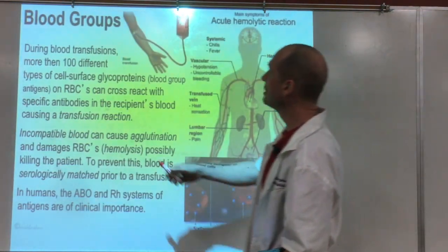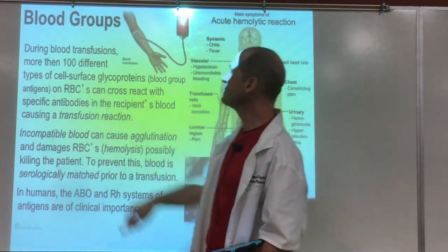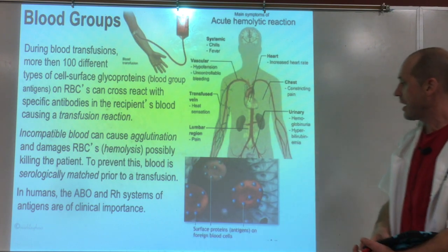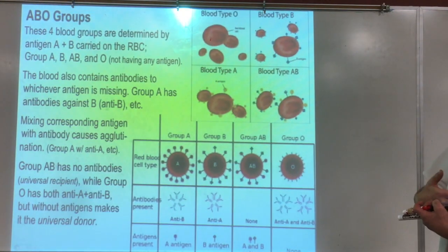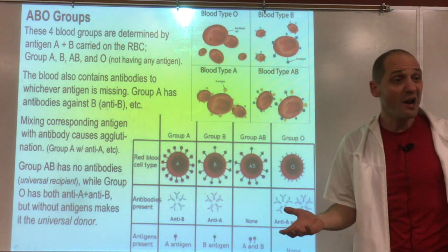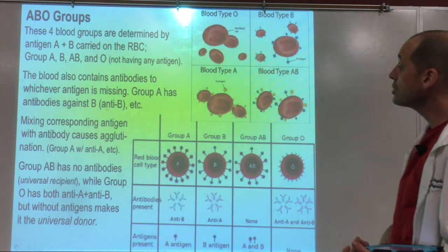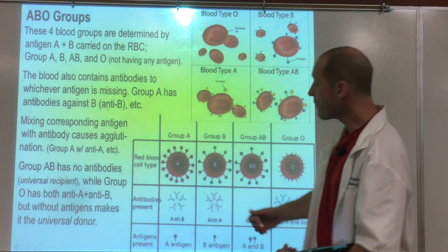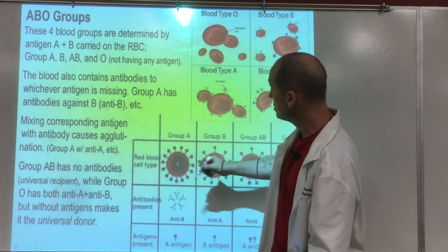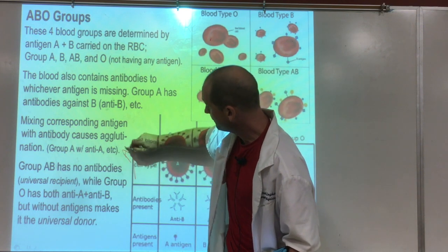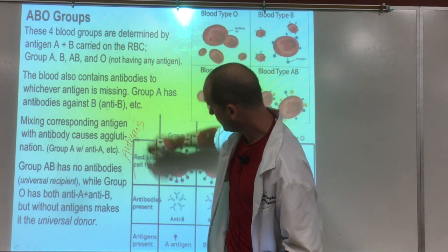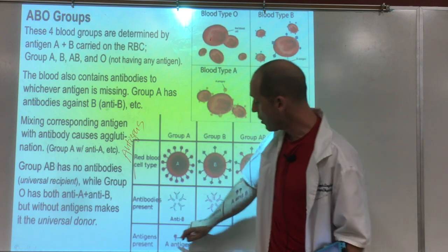We got a whole bunch of different marker types, but not all of them make us sick. In the ABO system, if you want to get blood, you have to make sure you get the right blood. You want to make sure you don't get blood with the wrong antigens. These are the antigens here.